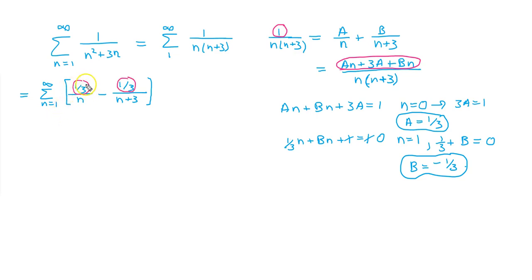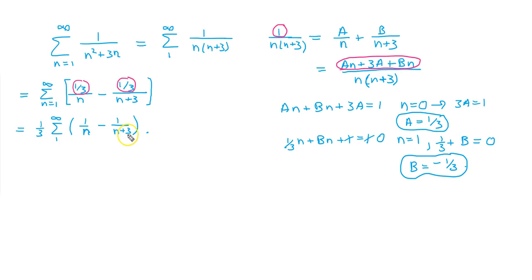And now what we're going to do is just factor out a 1/3 here and move it outside the summation. That's using the first part of Theorem 9.7. So we're going to write this as, okay. And now this is going to collapse.